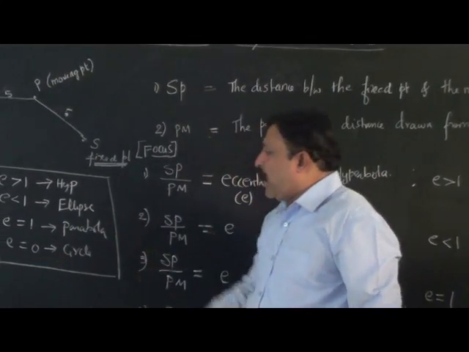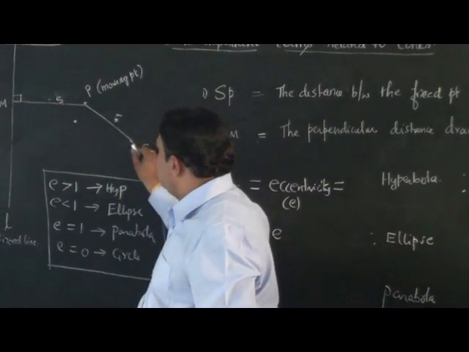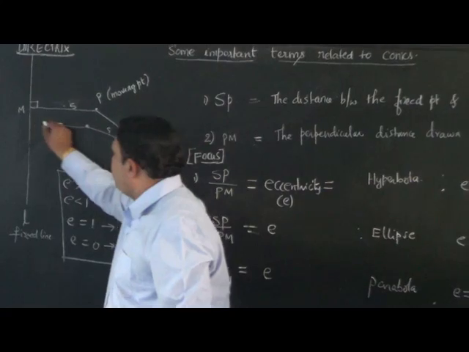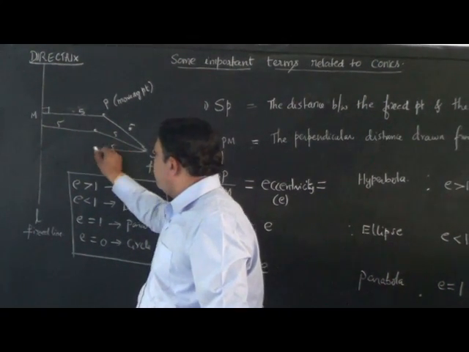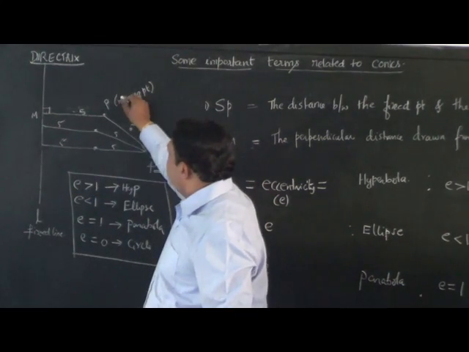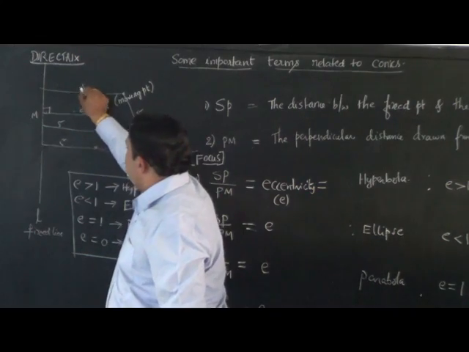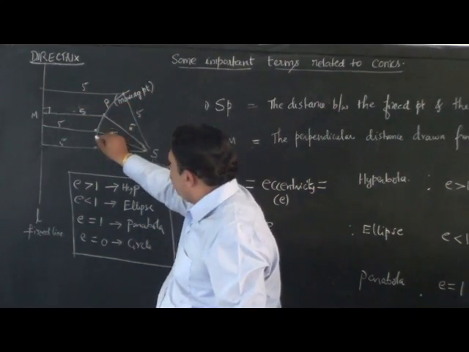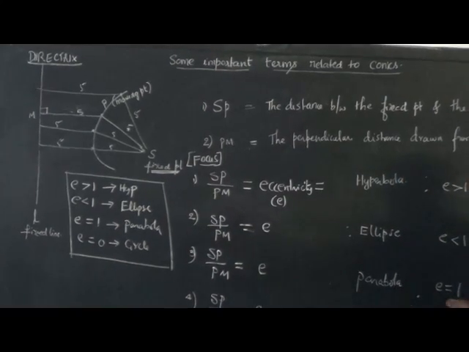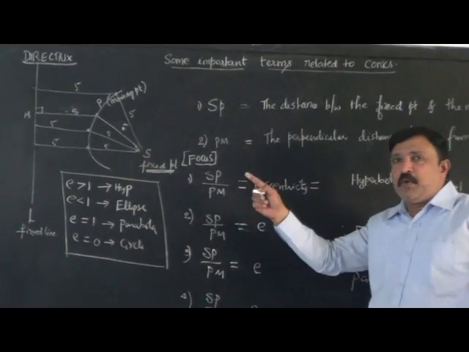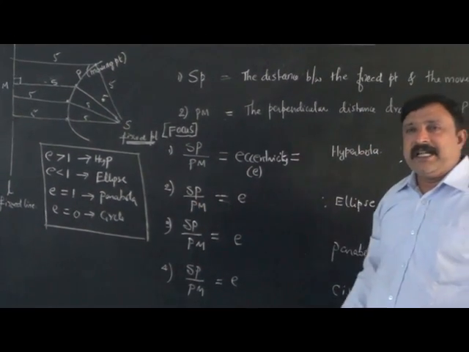If E is equal to 1, that is if SP is equal to PM, say SP is 5 and PM is 5. Let P go over here. Now SP is 5 and again PM is 5. When you join all these points, the curve you get is the locus of P. In that case, it's a parabola. If E is equal to 0, then remember the conic is a circle.